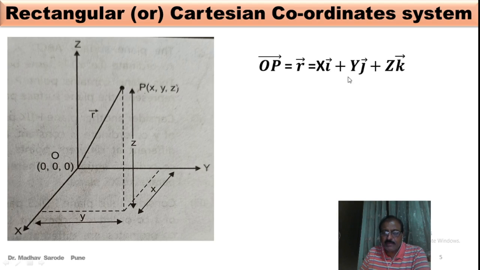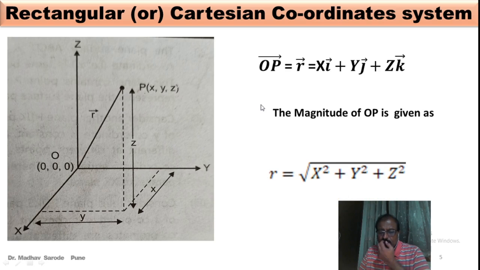And what is the magnitude of this one? The magnitude of the position vector can be determined by the square root of x square plus y square plus z square. So this is the magnitude of the position vector OP. Now let us discuss what is meant by the coordinate surface and what is meant by the coordinate lines.